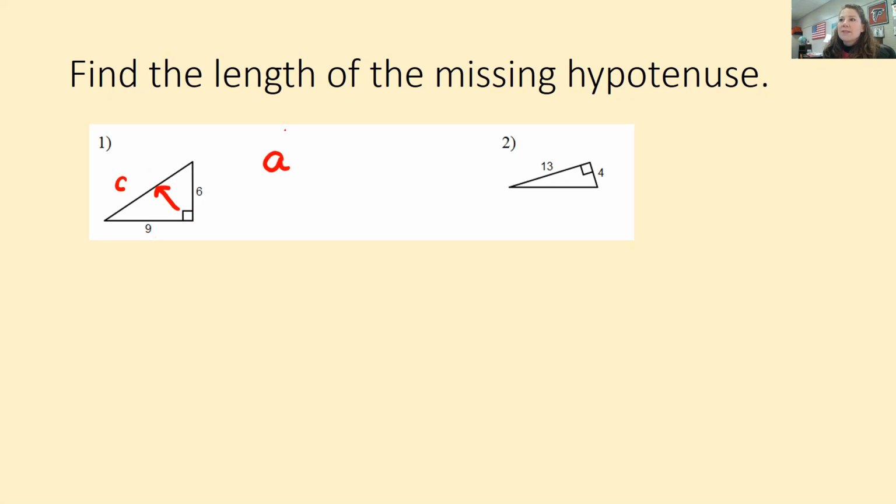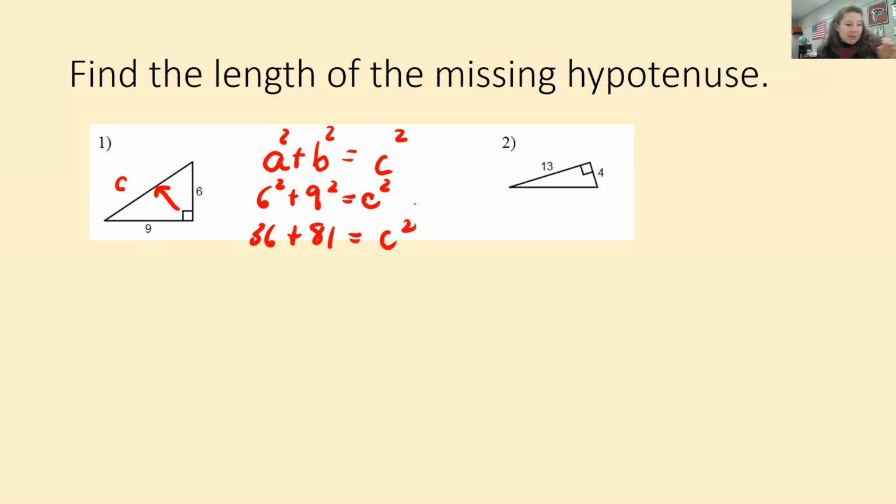So the Pythagorean theorem says if we square the two legs of a right triangle and add those two legs squared together, we're going to get the hypotenuse squared. The two legs in this situation are 6 and 9. So 6 squared plus 9 squared is going to equal C squared. Well, 6 squared is 36. 9 squared is 81. So 36 plus 81 is 117. So the hypotenuse is not 117.